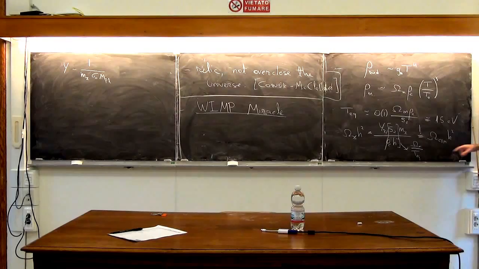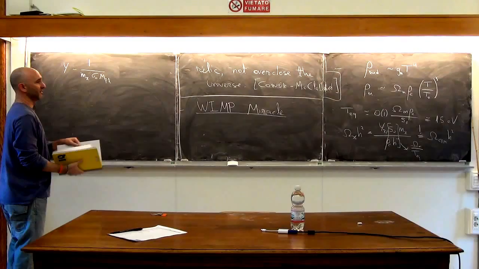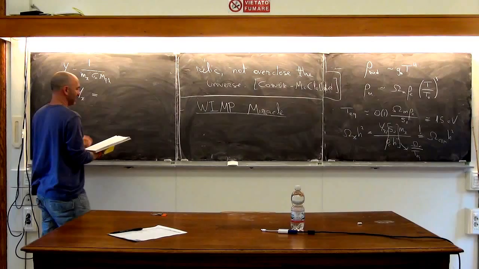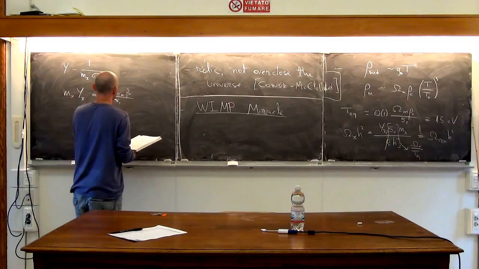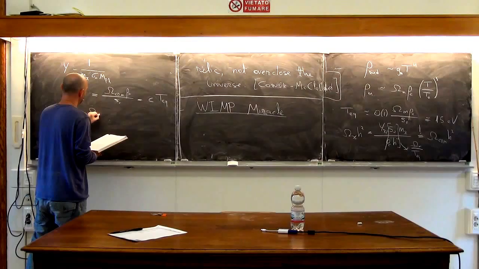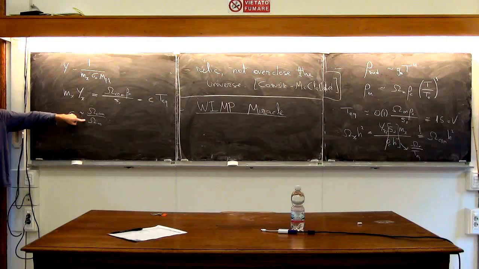And so we're going to get an equation. We plug this in here as well, and we're getting the equation that m chi times Y chi needs to equal some Omega DM times rho operator divided by s naught, which is some number times the equality. And this number is just, roughly speaking, Omega DM over Omega matter, so the omega of the dark matter over omega matter. This is roughly 1, as long as dark matter dominates.